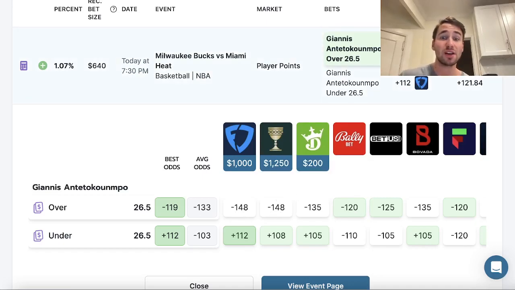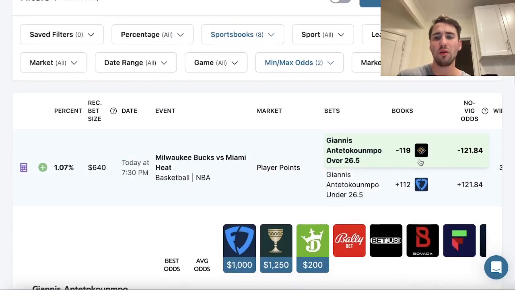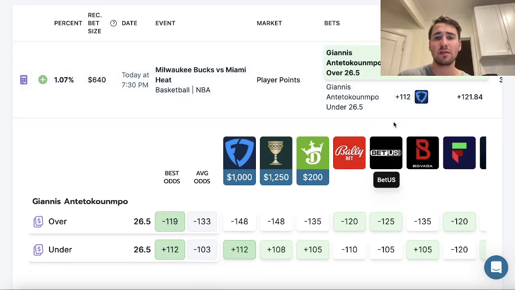So here, Giannis's over is heavily favored. All the books have his over, 26.5 points, heavily favored. So when you're using Odds Jam, all you want to do is find picks on PrizePicks, right, in green and in bold. So you can see here it's Giannis over 26.5 on PrizePicks. And these are all just essentially plays where sportsbooks have one side heavily favored.